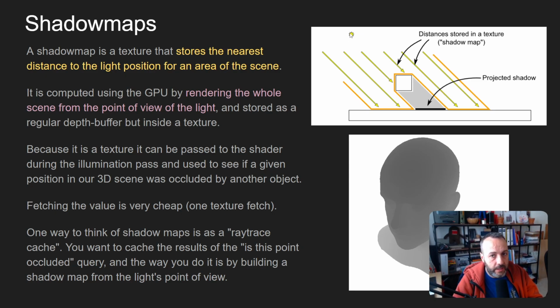First, we render the whole scene from the point of view of the light. We store it in a shadow map, a depth map that we call the shadow map. And then when we render the illumination pass, we use this texture here, okay?